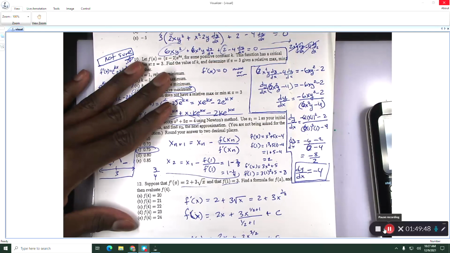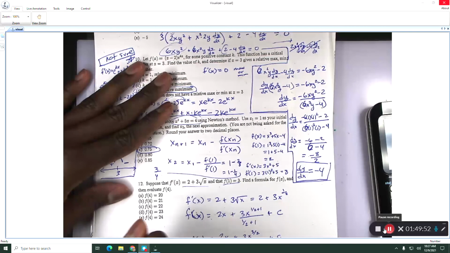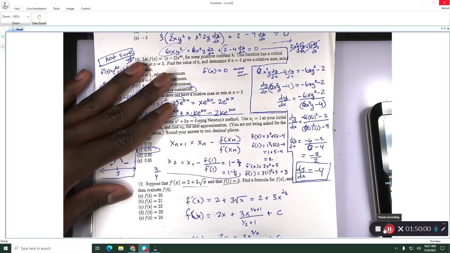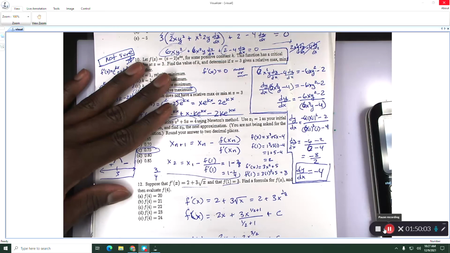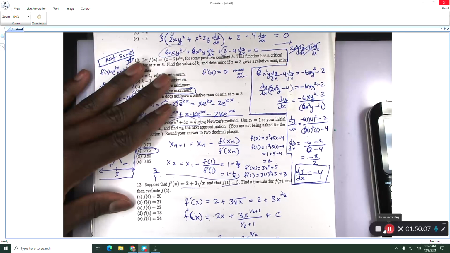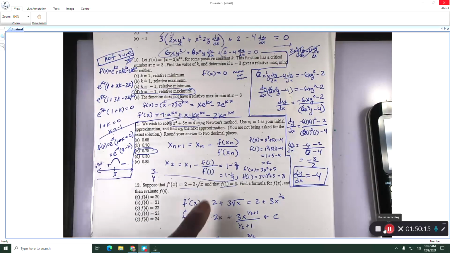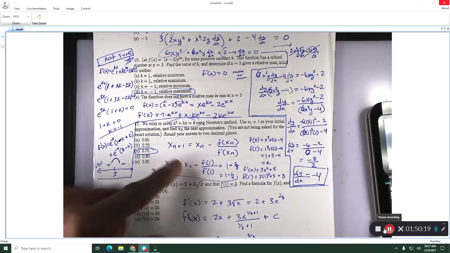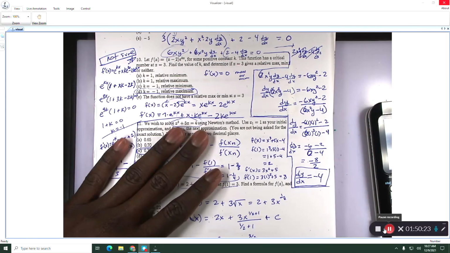We clean that up. 3 divided by 3 over 2 is the same thing as 3 times 2 over 3, which gives us 2. This is 2x plus 2x to the 3/2 plus c. Now, what we know is that f(1) is equal to 3. So if I set all my x equal to 1, that's going to help me find my c value, because 1 to any positive power is just 1. So we get 2 plus 2 plus c, which is 4 plus c.